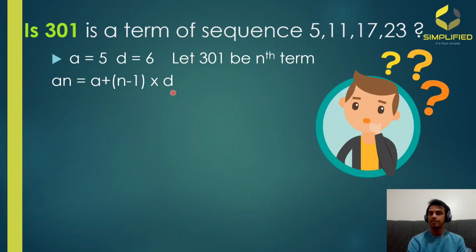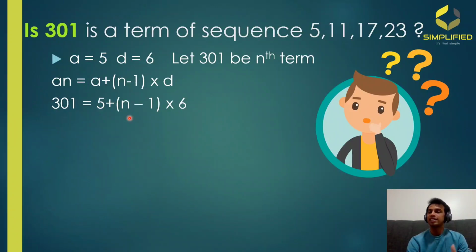If that's the case, upon substituting, we'll get the equation like this, which means that instead of a_n we have to replace it with 301. For a, we know that its value is 5, and for d, we know that its value is 6. So there is only one factor we don't know yet, and that is n. n tells you which term this 301 is going to be. So if we get n's value as a positive integer, then that essentially means that it is a part of the sequence.